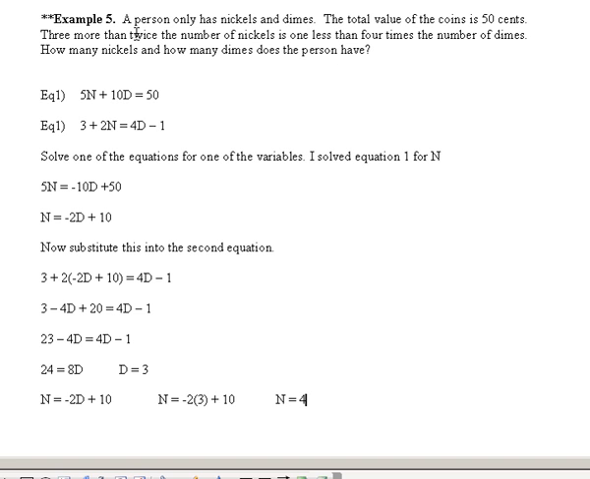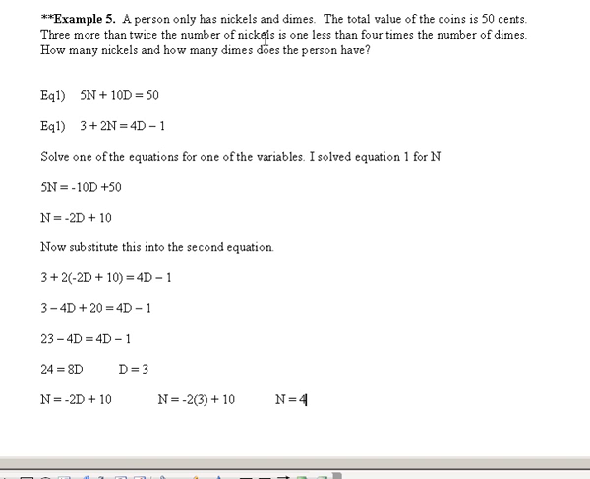Well, first of all, if the total value of the coins is 50 cents, I'll say 5 times the number of nickels, because each nickel is worth 5 cents, plus 10 times d, d standing for the number of dimes, and 10 because a dime is worth 10 cents, equals the total value of 50 cents. So that's one equation. The other equation comes from this sentence right here.